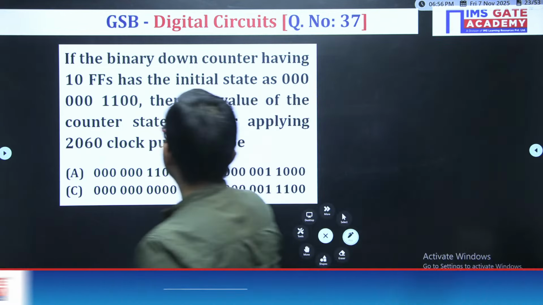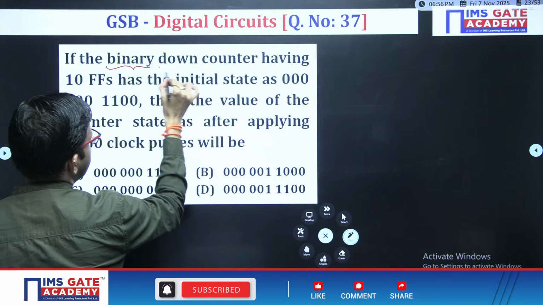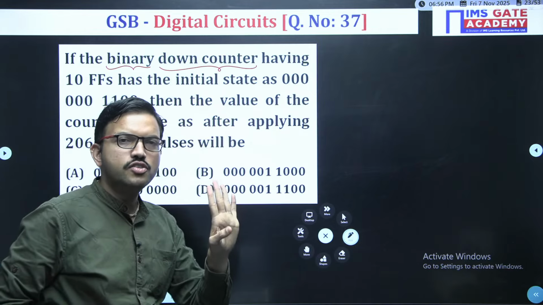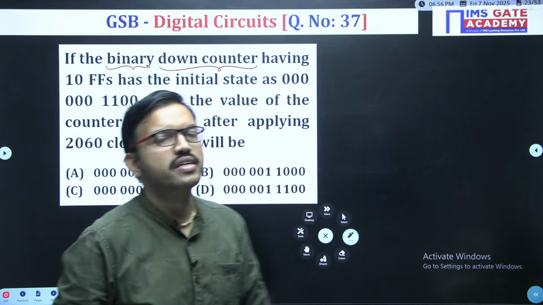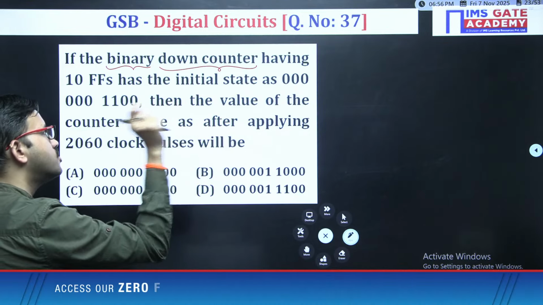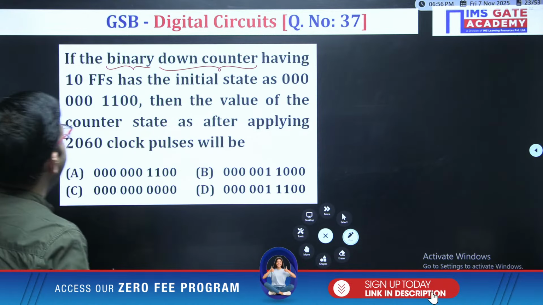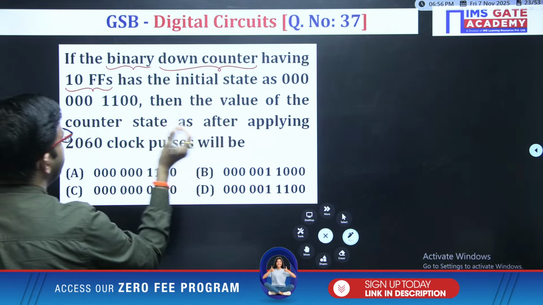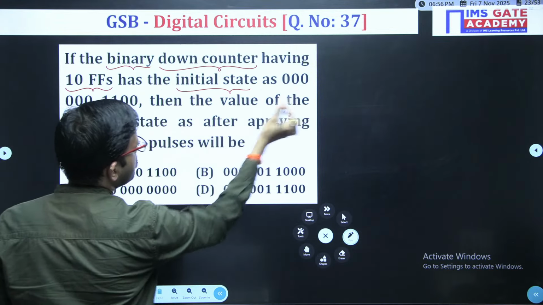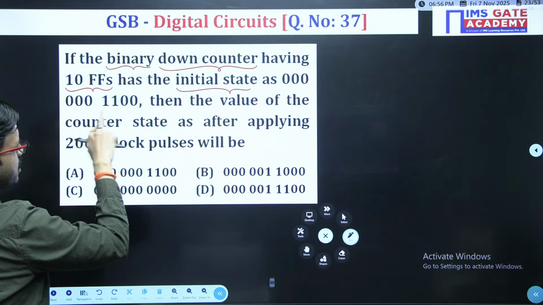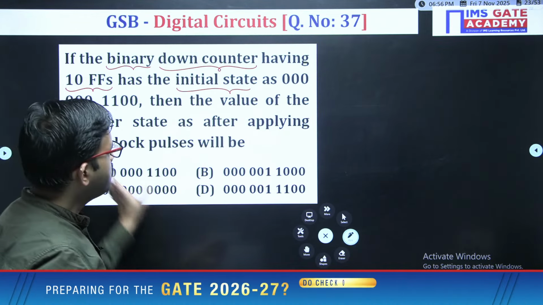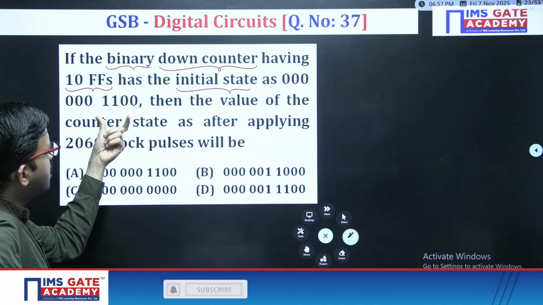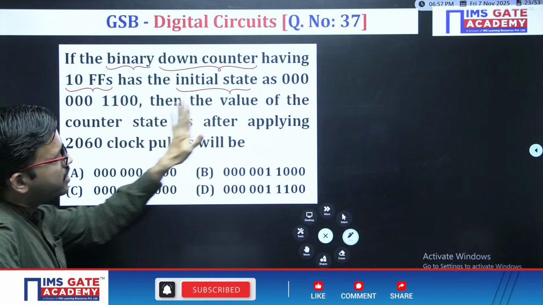In this question it is mentioned as a binary down counter. This wording is important. In general, when they mention a binary counter, you can treat it as an up counter, no problem. But whenever they clearly mention a down counter, you have to consider it exactly. Here, in this particular counter you are having 10 flip-flops, and the initial value is given like this: 000, then 000, then 1100. Total 10 bits are there. Initially, the least 4 bits are 1100, and all the other higher order bits are zeros.